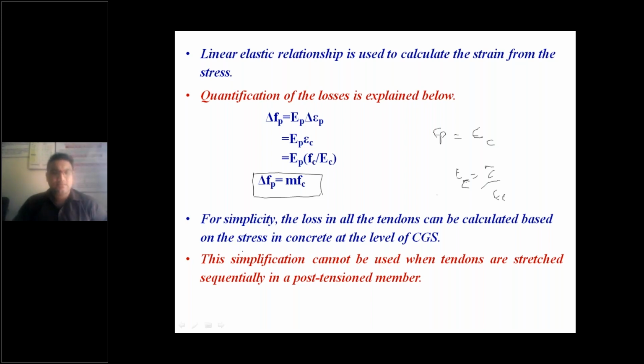So for simplicity, the loss in all the tendons can be calculated based on the stress in concrete at the level of CGS. For making it simpler, the calculation of all these losses which are going to happen in steel, particularly in the tendon. Why? Because here the loss will be there even for the steel also. Because in a pre-tension member, when the strands are cut at both ends, along with the concrete, the steel also will get squeezed, isn't it? So the loss in all the tendons is calculated based on the stresses in concrete at the level of CGS.